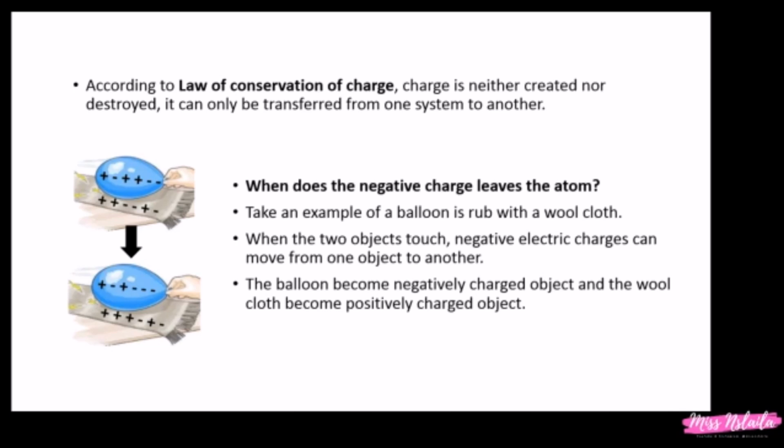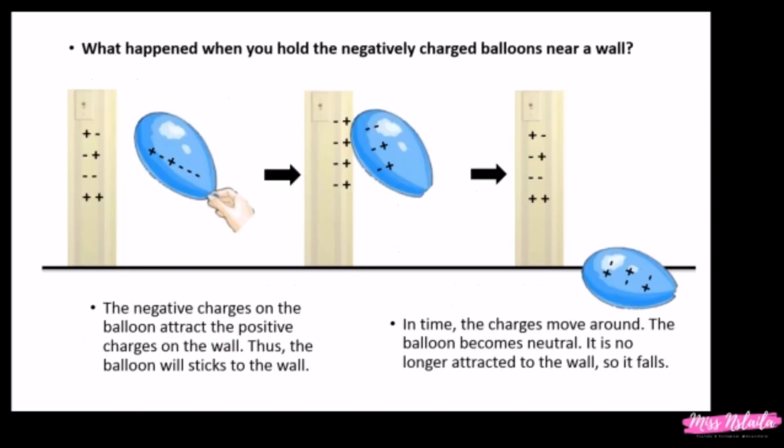When the balloon becomes a negatively charged object, we put the balloon near a wall. What will happen is the balloon will stick to the wall. What makes the balloon stick to the wall? Because the negative charge on the balloon will be attracted to the positive charge on the wall. In time, the charge will move around and the balloon will become neutral again. It is no longer attracted to the wall, so it will fall.